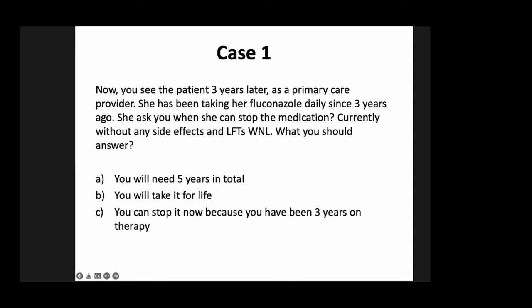Let me go here. So now you're a primary care provider. You work in California. I think that Angelica is in California, so let's say that now you're Angelica. You're working in San Diego and you see this patient in the primary care clinic. She has been taking fluconazole daily for 3 years, and she asks you when she can stop the medication. Currently, she doesn't have any side effects. Liver function tests are normal. So what should you answer?